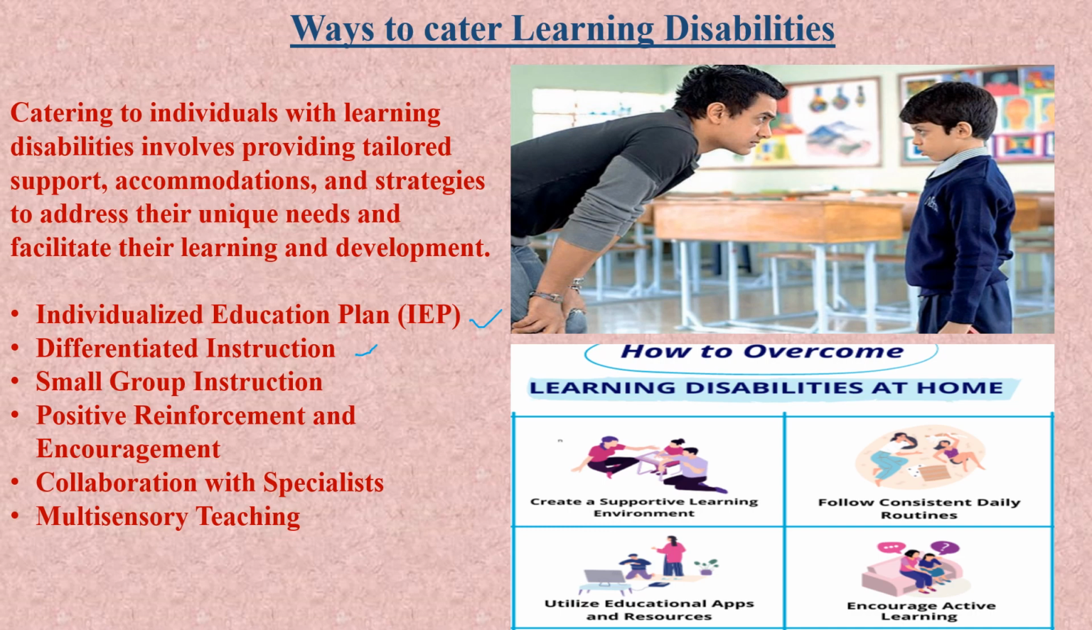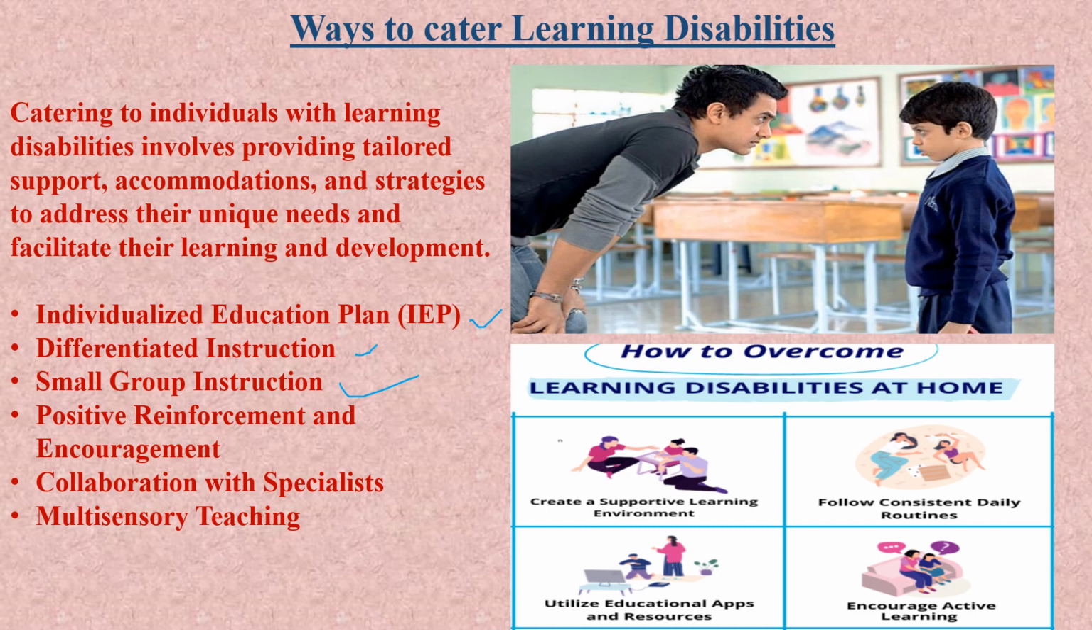The third is small group instruction. In this, we can provide small group instruction, or we can provide one-to-one support, so that we can address all the individual learning needs, and we can provide each one of them personalized attention. What will this do? It will provide differentiated instruction and opportunities, so that the students can practice their skills at their own pace.